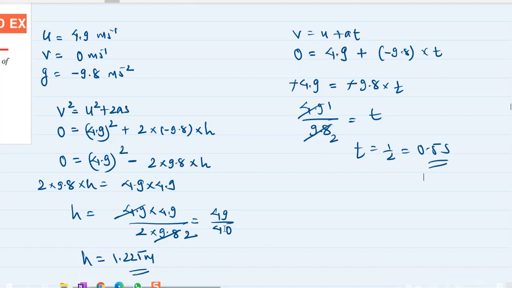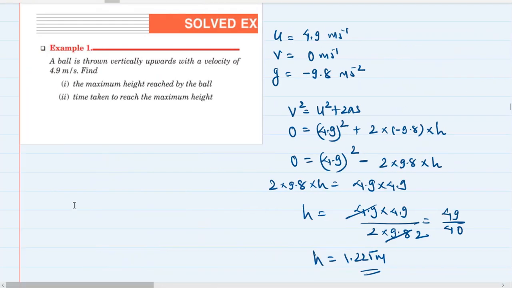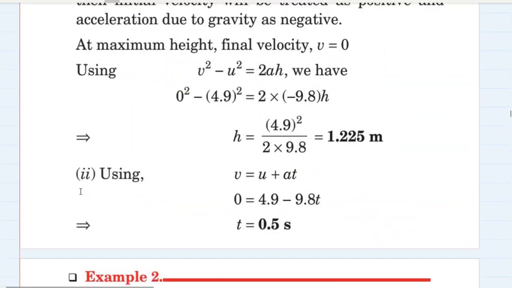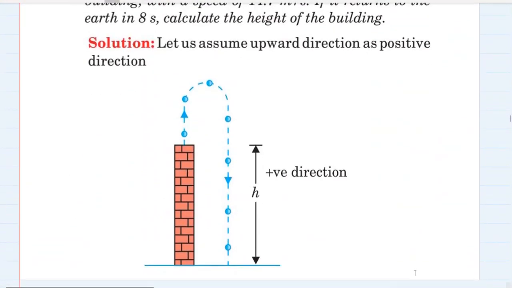Simple. So if we use the direct formula which we have derived earlier, you could have got this answer very easily. If you can remember, you can use the direct formula. If you cannot remember, then it's a problem. Then you have to use this full method. Both answers are correct. Let's go to the next question.